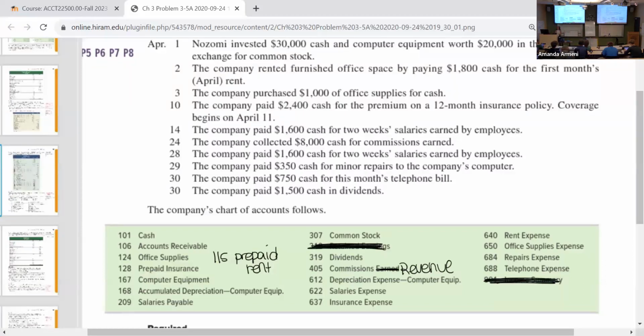So April 1st, we received cash and we received computer equipment. In exchange, we gave an investor common stock. Someone raise their hand and let me know, what am I putting in my journal for that transaction? Tyler.